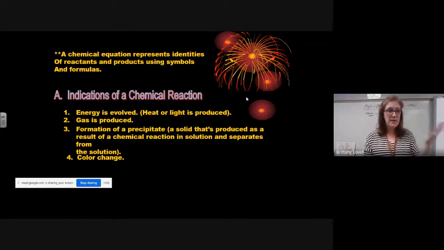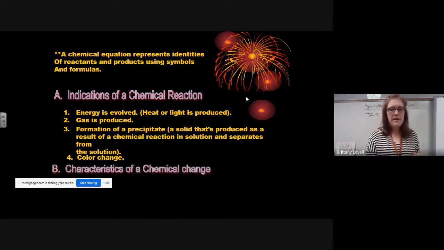Another thing that they brought up earlier today was odor. Odor is a really good indication of a chemical change. Dead bodies definitely would have odor. So there you go. All right, characteristics of a chemical change.